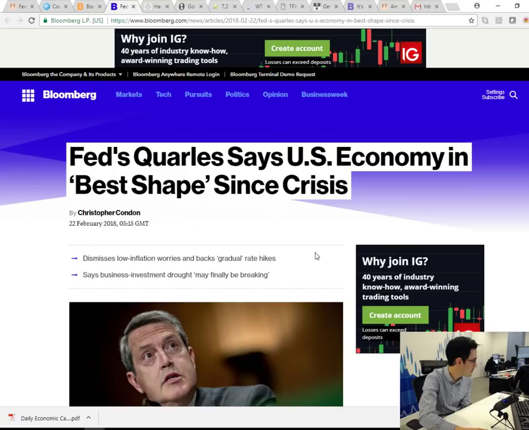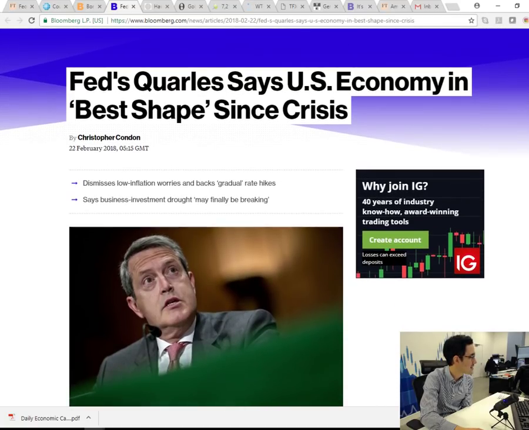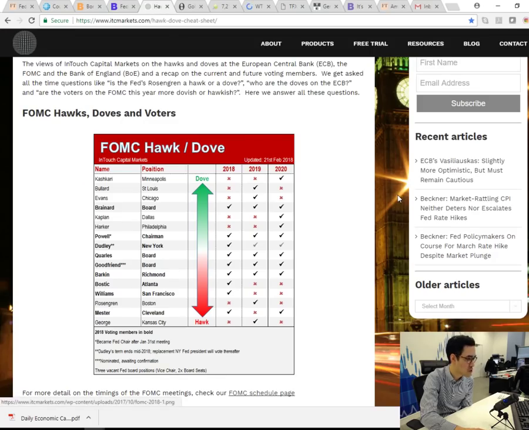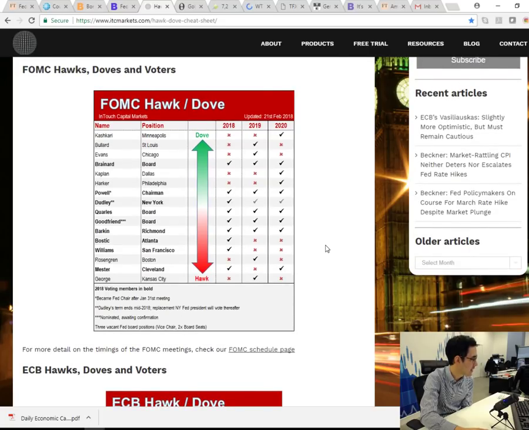What are the Fed members saying? So Quarles, the Fed member, says US economy is in the best shape since the crisis. Now, you might not recognize this chap. He's relatively new as a Fed member, but let me just refresh your memory quickly. This is the Hawk-Dove scale, and Quarles is a board member, so he's going to be a permanent feature and voter for the next 3 years in terms of the FOMC, so he's an important person. But as you can see, he sits pretty much bang in the middle of being neutral, neither dovish nor hawkish.